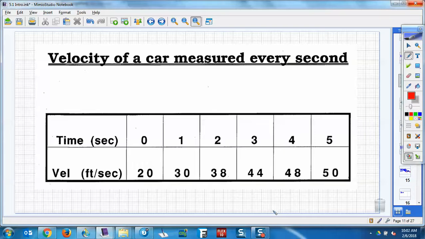Okay, so I want you to look at this situation right here. If I gave you this information about a car, where we took a reading every second, and this was the velocity in feet per second. Get your calculators out. We're going to need them again later anyway.